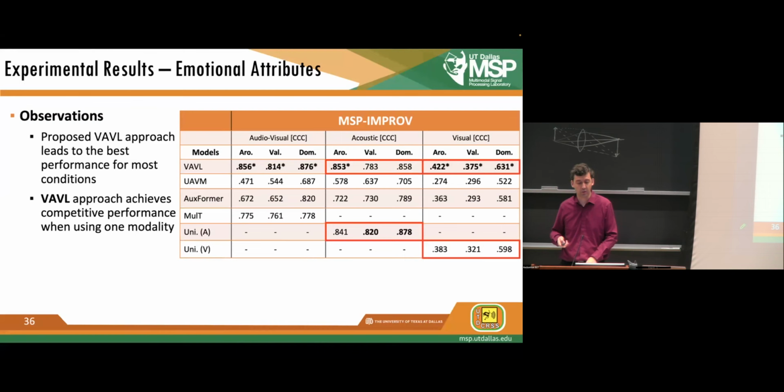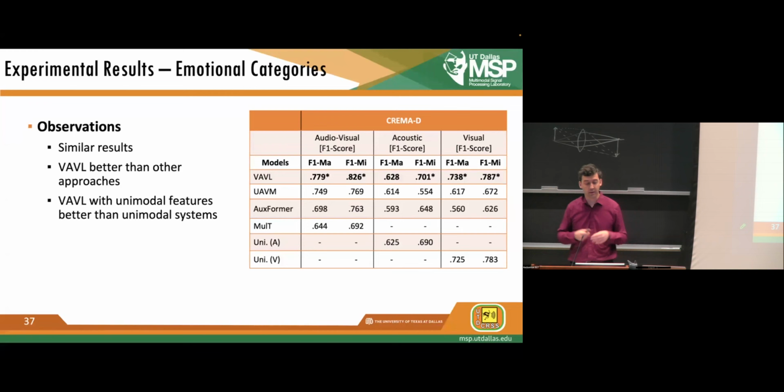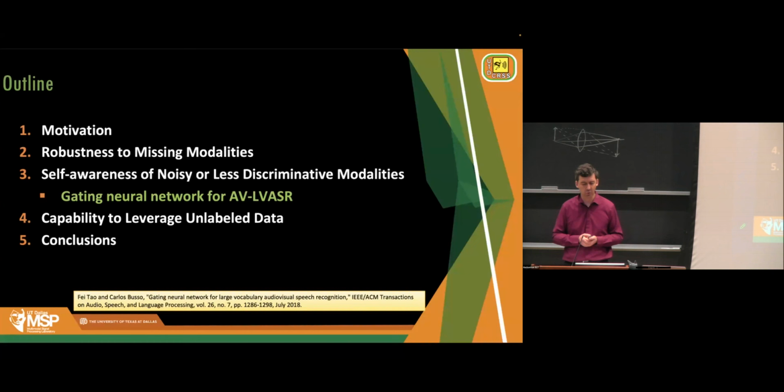When you look at the performance on the categorical emotion problems, we see consistently that our models lead to the best performance. You can compare that with other approaches, and again we lead to better performance when you have audiovisual information, clearly, but also when you have only the acoustic information. And when you test it only with the visual modality, you also get better performance. So this shows two approaches that can be used to deal with missing modalities.